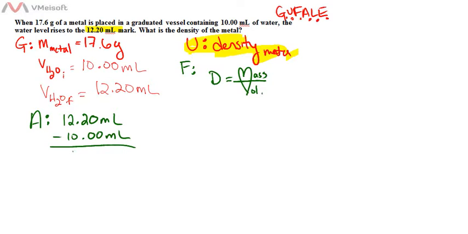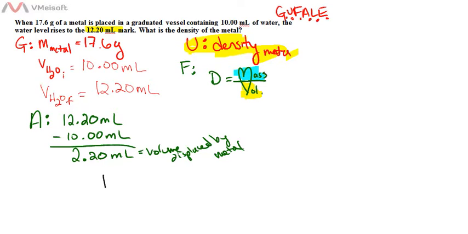Okay, so let's keep all our sig figs there. What does this represent? This represents the volume displaced by the metal. Now what do we have? Do we have the volume of the metal? Yes. Do we have the mass of the metal? Yes. All right, so now let's finish it off.